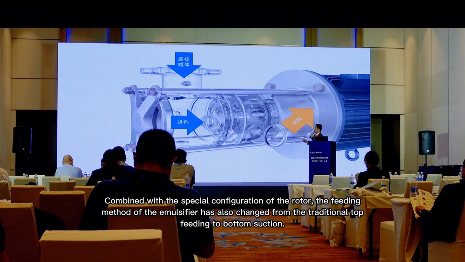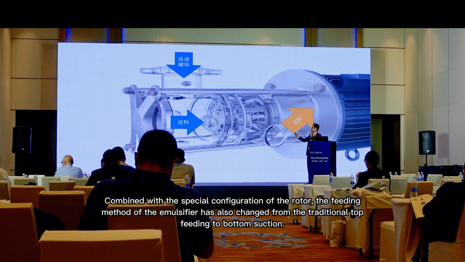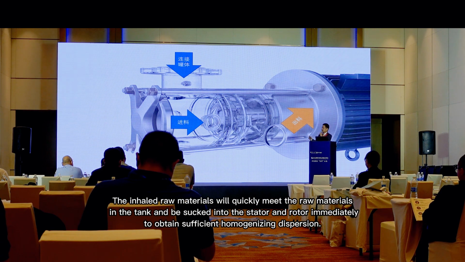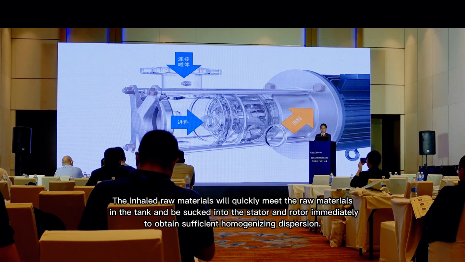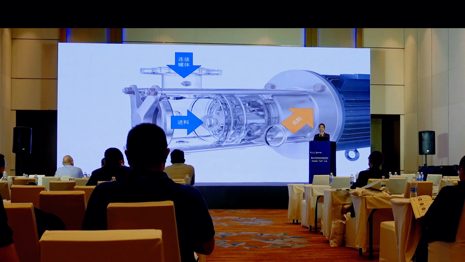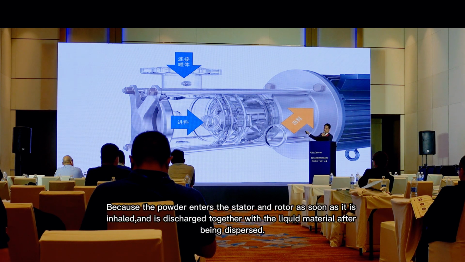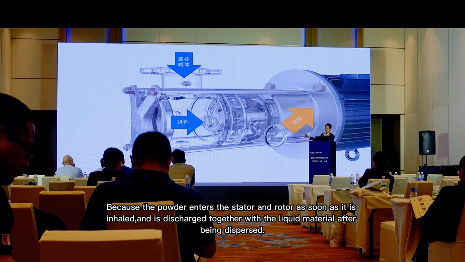Combined with the special configuration of the rotor, the feeding method of the emulsifier has also changed from the traditional top feeding to bottom suction. The inhaled raw materials will quickly meet the raw materials in the tank and be sucked into the stator and rotor immediately, to obtain sufficient homogenizing dispersion in one fell swoop. That solves the agglomeration phenomenon just mentioned, because the powder enters the stator and rotor as soon as it is inhaled and is discharged together with the liquid material after being dispersed.